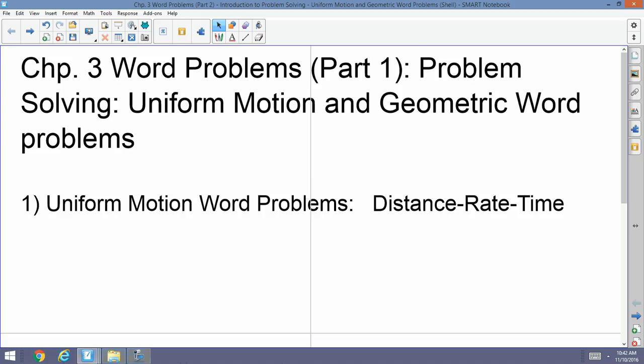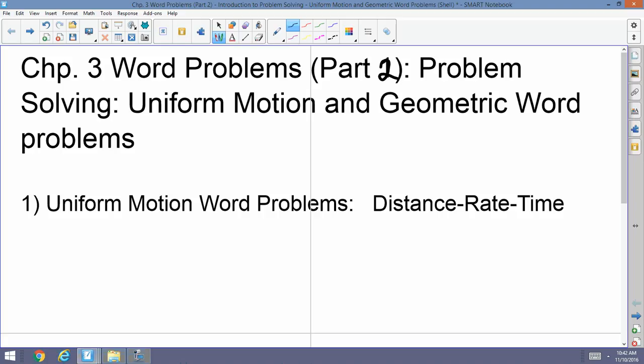Actually, I don't know why I put part 1 here already. My first typo, sorry. This is part 2. Today we're going to talk about, remember how I said there were 5 different types of word problems? We've already done the percents and the direct translation. Now we're going to do uniform motion and geometric as well. Then we have work problems and mixture, but we'll get to those later.